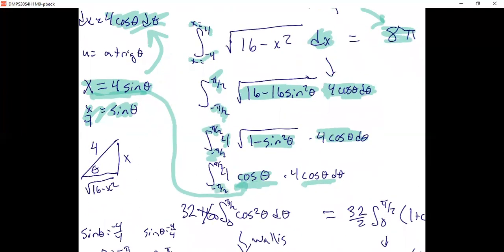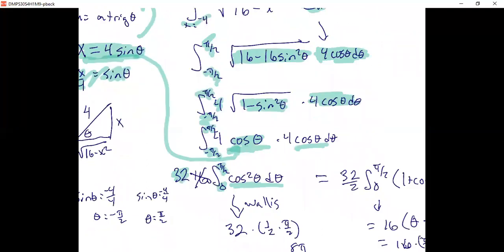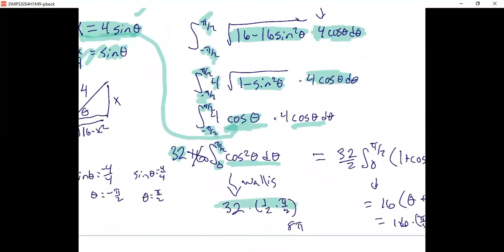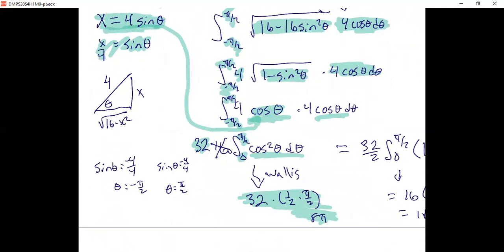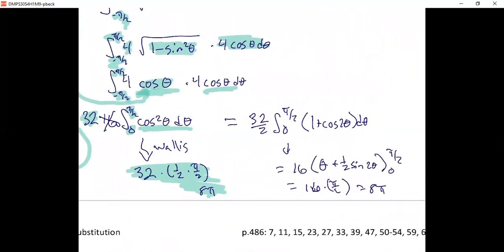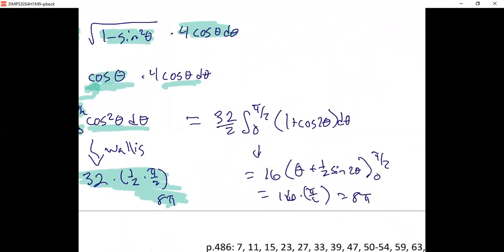Notice how I went from -pi/2 to pi/2 of an even function. So that's the same thing as saying 32 times the integral from 0 to pi/2 of cosine squared theta d theta. Wait a second, didn't we just talk about the integral from 0 to pi/2? That would be Wallis. We could use Wallis's formula to show why that answer was actually 8 pi. By the way, what I have over here is what I mentally did up there. Or we can work it out using the power reducing formulas and we'll get the 8 pi as well.